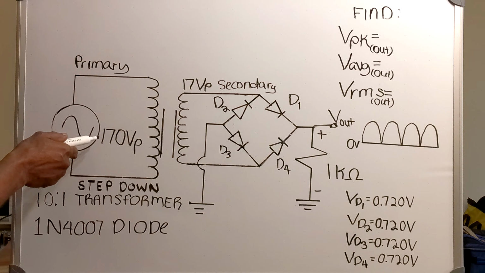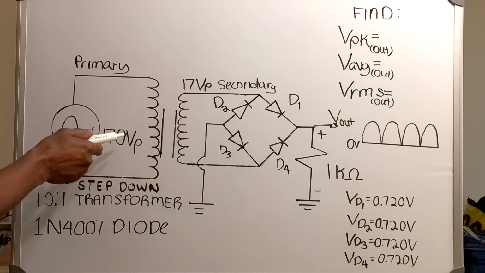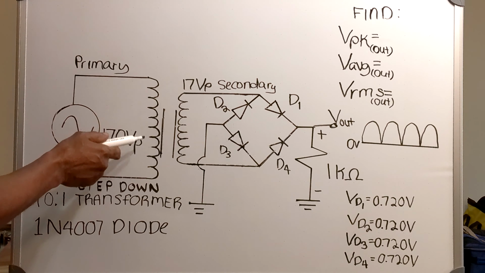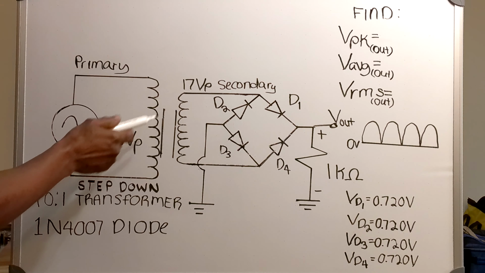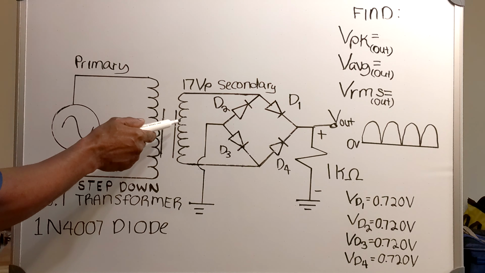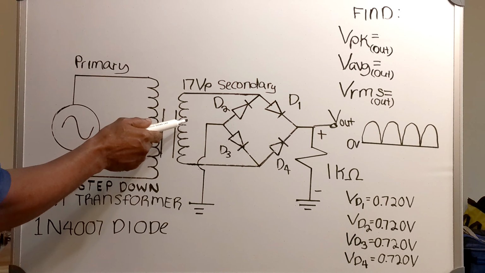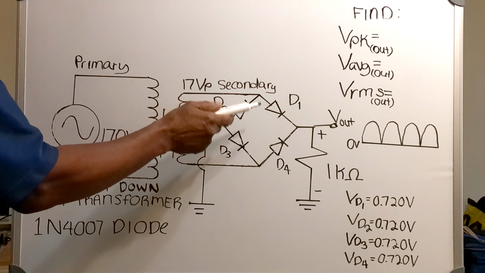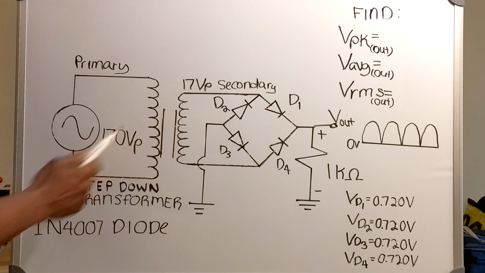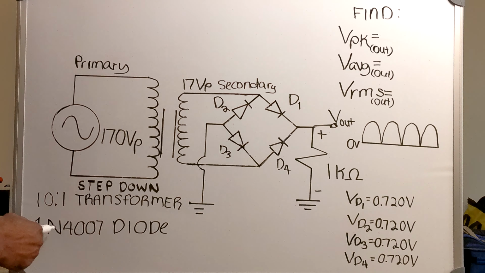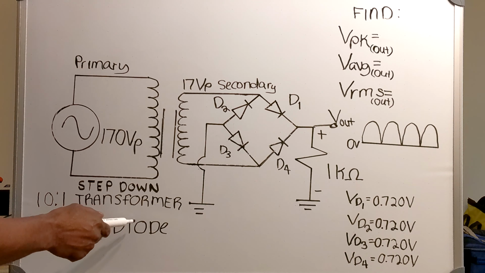I will be inputting a 170 volt peak signal on the primary winding of the transformer. On the secondary winding, I will be getting a 17 volt peak signal. The diodes I will be using are the 1N4007 diodes.